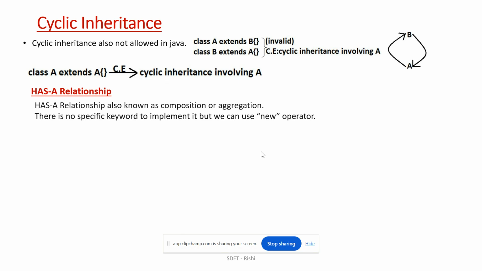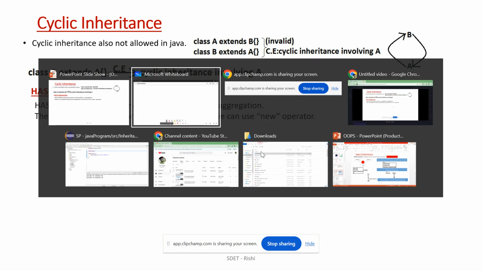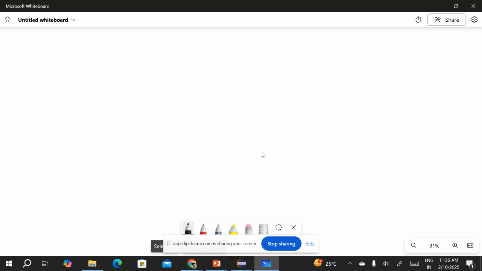It is also known as composition or aggregation, and there is no specific keyword to implement it, but generally we use the new operator to implement the has-a relationship. Okay, let's take one example. Suppose we have one bicycle, right? Sorry for the diagram. So we have this bicycle, and this is what we are having.